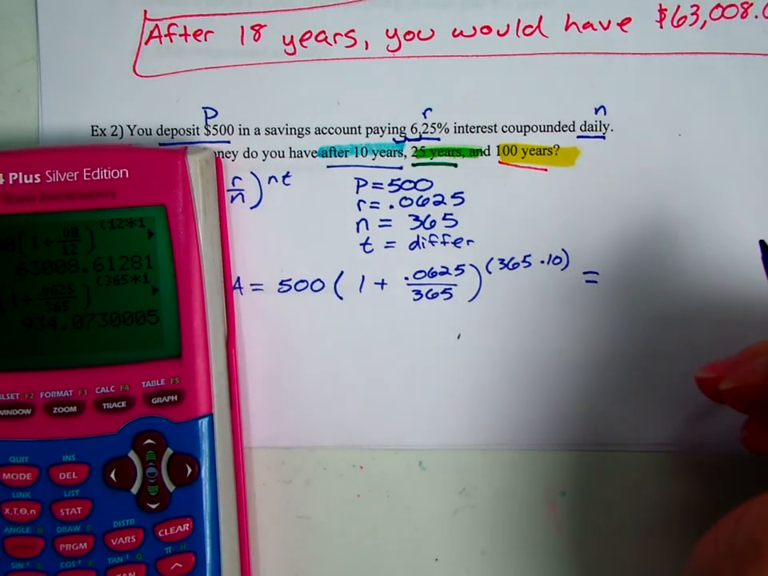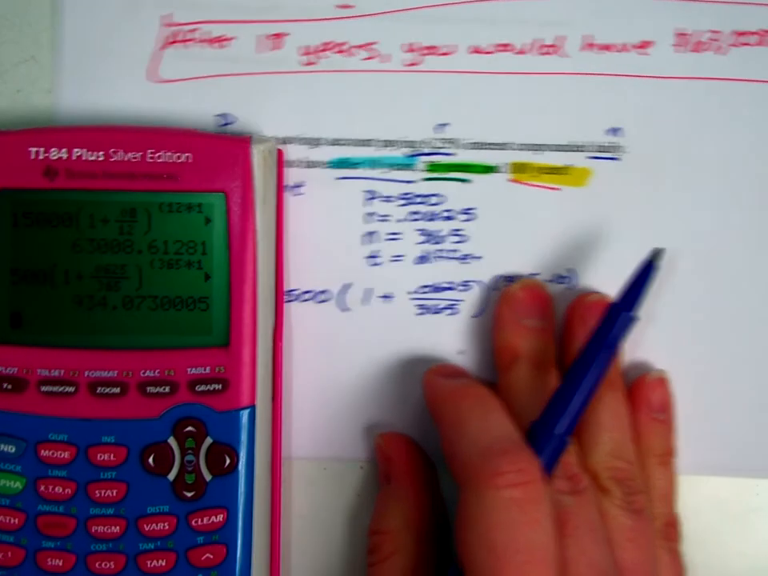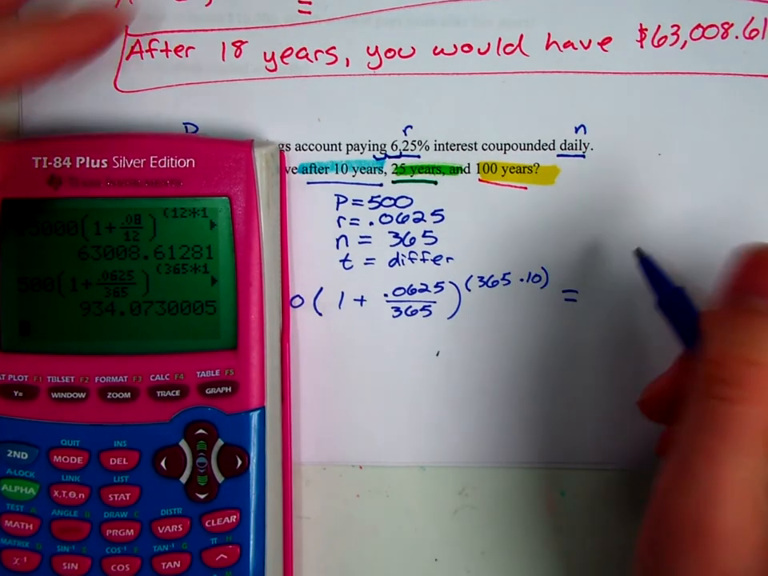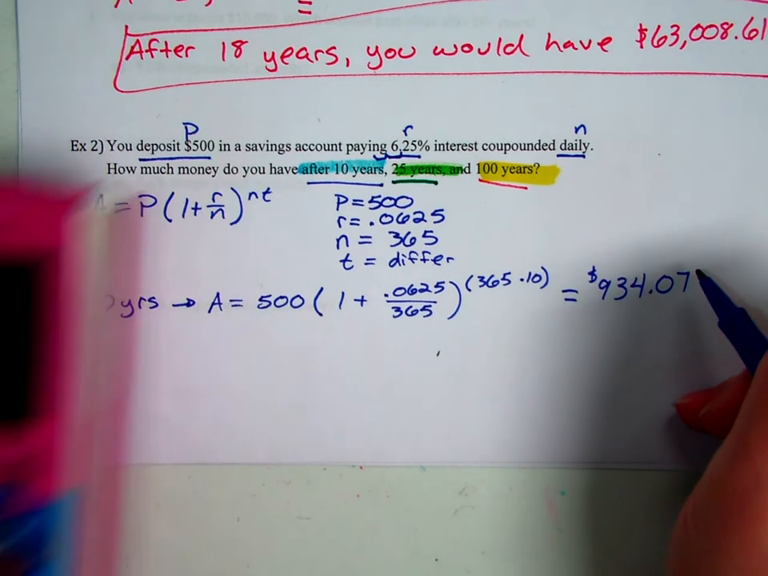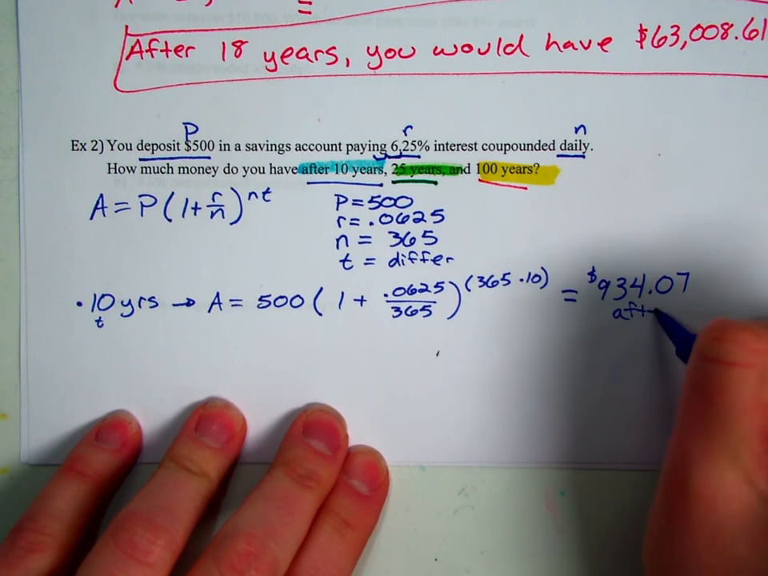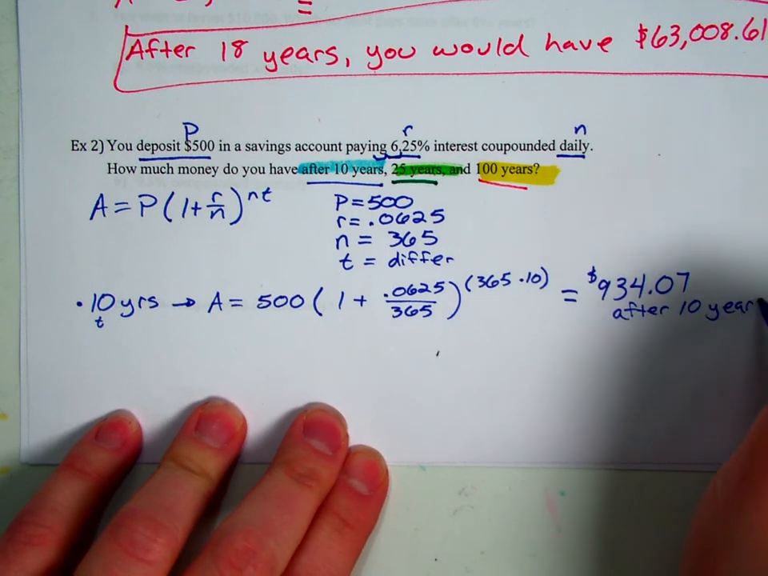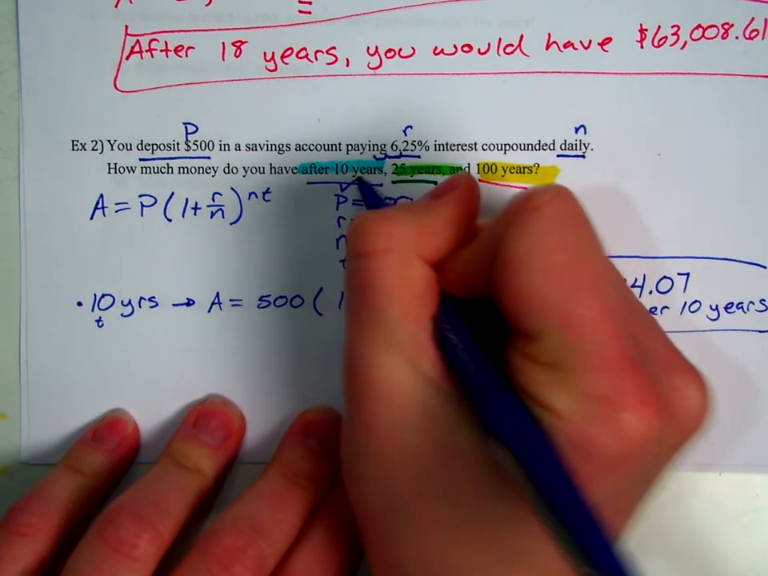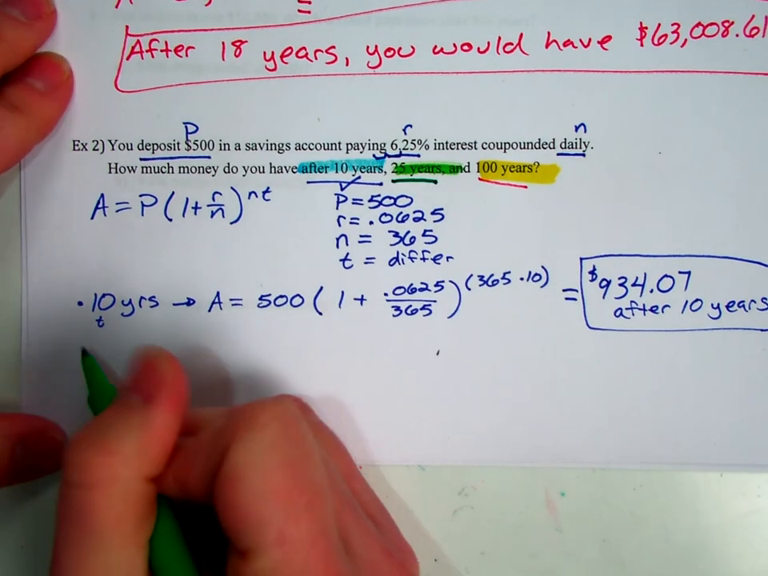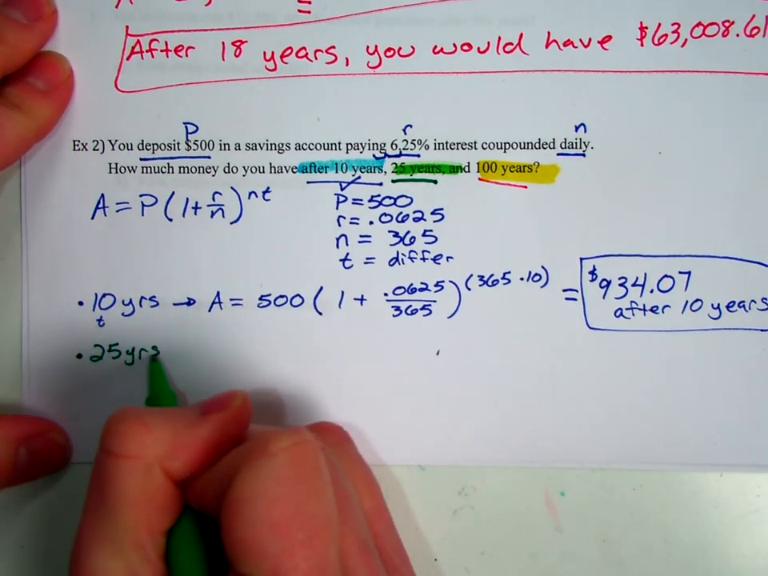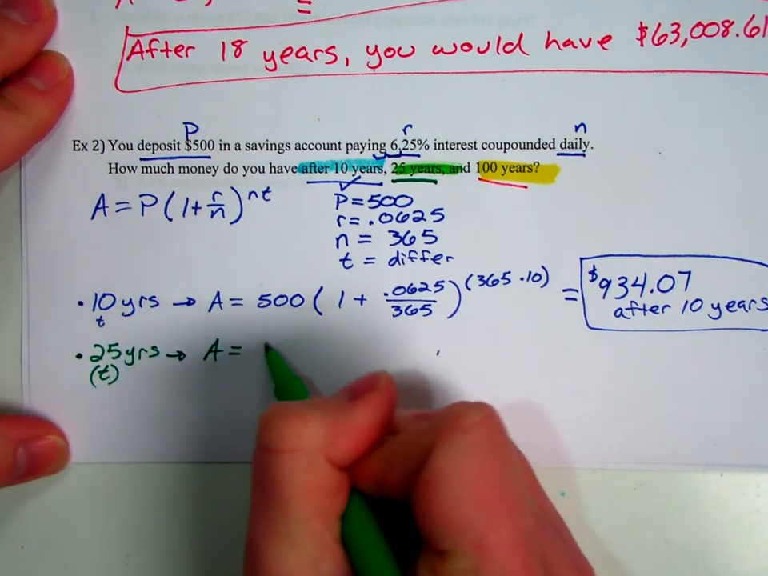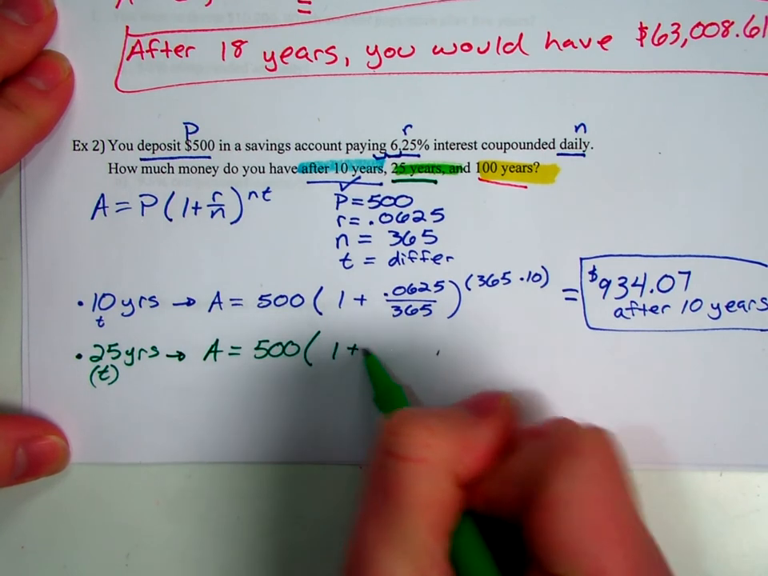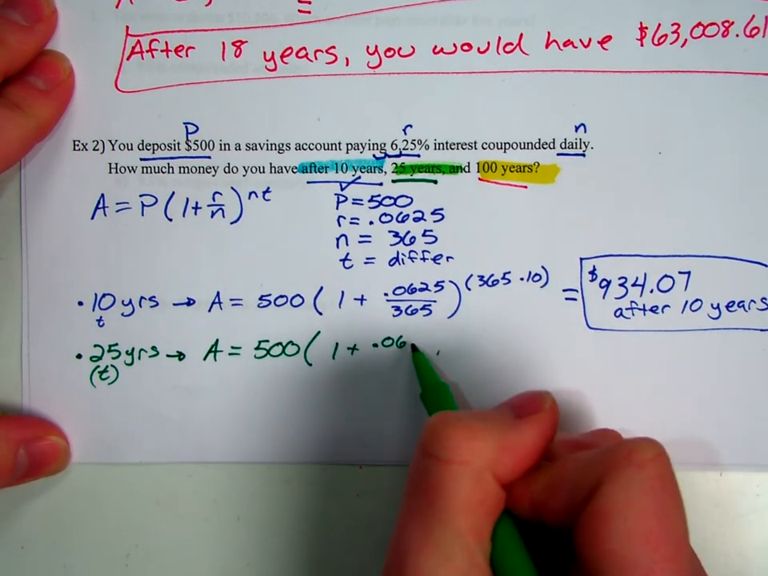So for the 10 years, I got 934.073. Well, that 3 would make my 7 stay the same, so $934.07 after 10 years. And that answers the first part, but now I need to go and do the second one, which is 25 years. So in this case, my t will be 25. So it's going to be basically the exact same formula. The only difference is that my time is going to be 25 instead of 10.